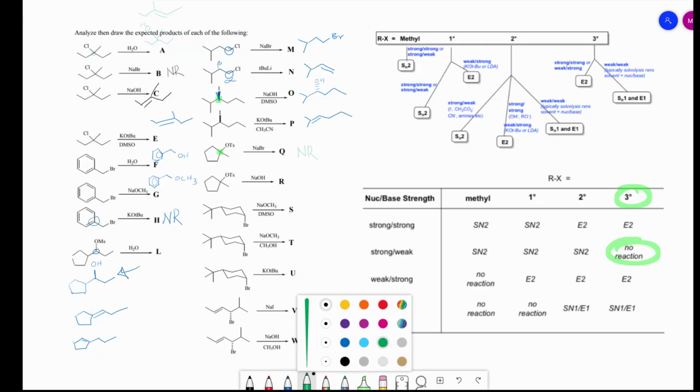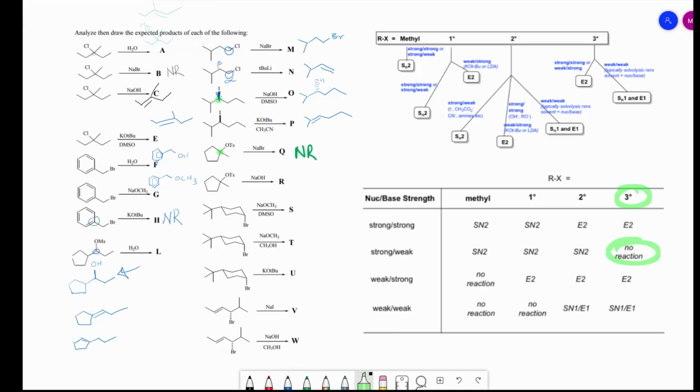For R, we have, again, the tertiary carbon with the heteroatom, and then we have sodium hydroxide. Well, sodium hydroxide is a strong nucleophile, but also a strong base. We aren't told what solvent we're in. We're kind of left to our own devices here. So what are we going to do? Well, it's going to be E2.